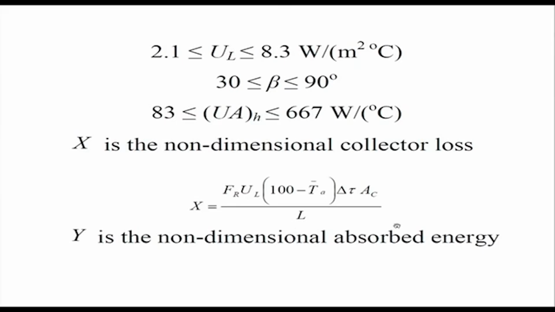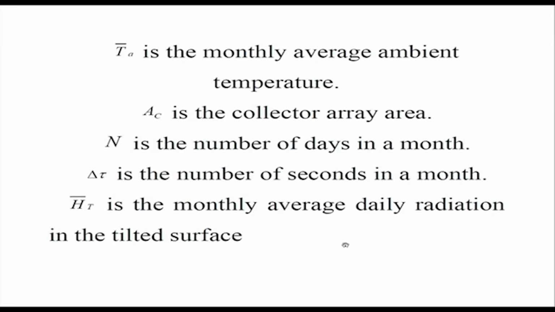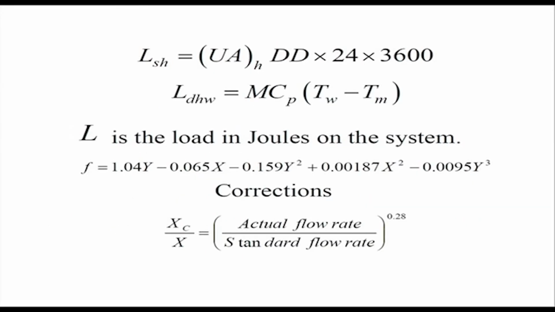So, similarly, Y is FR times the monthly average transmittance absorptance product tau alpha bar and the monthly average daily radiation on the tilted collector surface multiplied by the number of days in the month and the area of the collector, and if HD bar is in joules per meter square day, L also will be in joules. Of course, you know the other meanings, and so these are all explained for your convenience once again here, repetition.